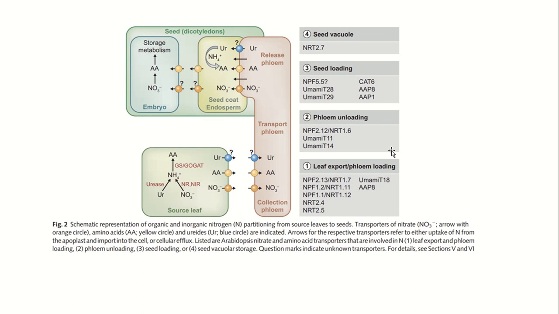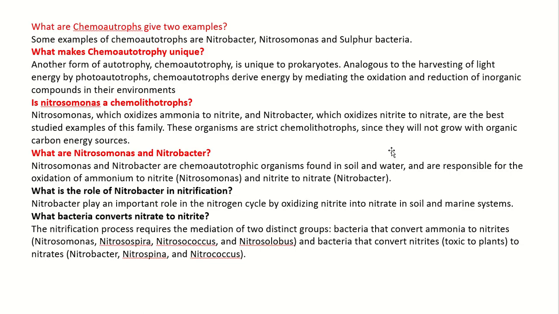These are certain questions that can be asked in the examination. What are chemoautotrophs? Give two examples. So you can write bacterial names. Examples are Nitrobacter, Nitrosomonas, and sulfur bacteria. Chemoautotrophs are unique in nature.